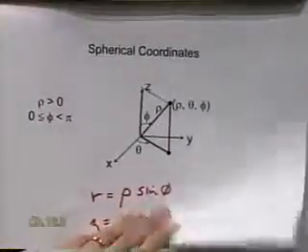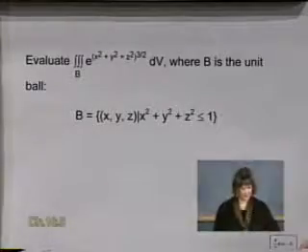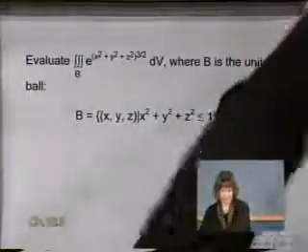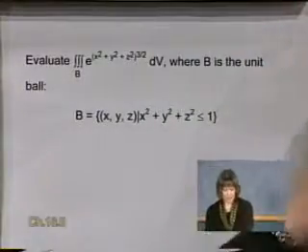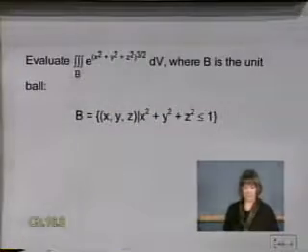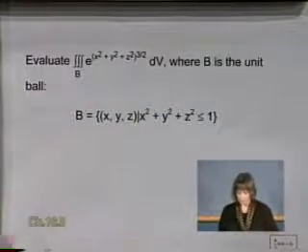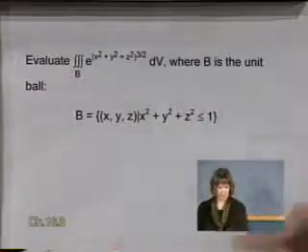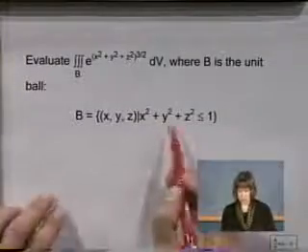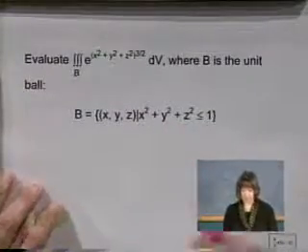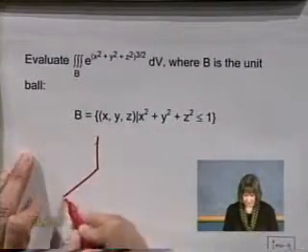Okay, let's do a couple. They're not all that hard. Evaluate the integral of e to the (x squared plus y squared plus z squared) to the 3/2, where B is the unit ball, x squared plus y squared plus z squared is less than or equal to 1. Well, that's the inside of the sphere.